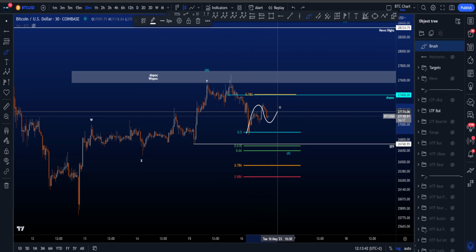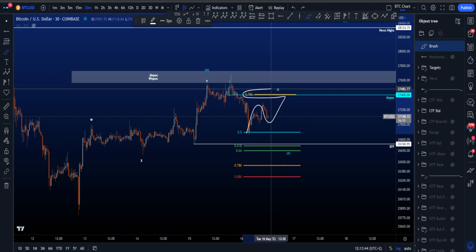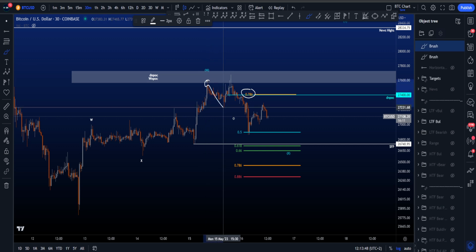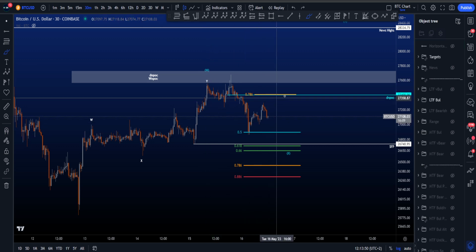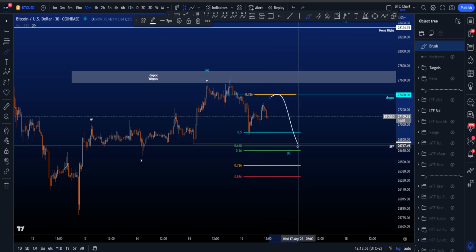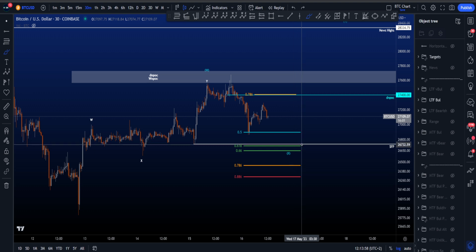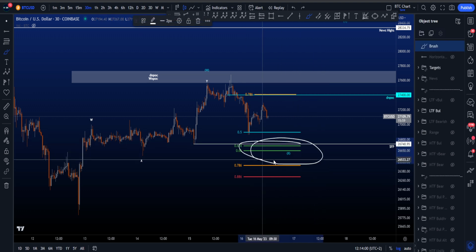Then we have a 3-wave structure to the upside, where again that daily naked point of control, this time in confluence with the 786, pulled from the high of Y to the low over here, has very nice confluence, right? This daily naked point of control, I would like it to be hit before moving to the downside, to be honest, and then have a look at what price is going to do in this area over here.